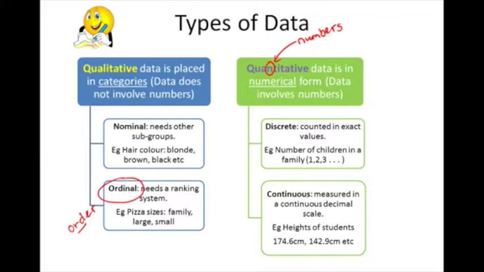Within quantitative data, there are 2 different categories. One of them is called discrete, and discrete data is counted in exact values that go up by the same amounts. So for example, the one that I've put here is if I was sending you off to do a survey of the households in your street to find out the number of children in a family, it would be possible that they could have 0 children or 1, 2, 3, 4, etc. children.